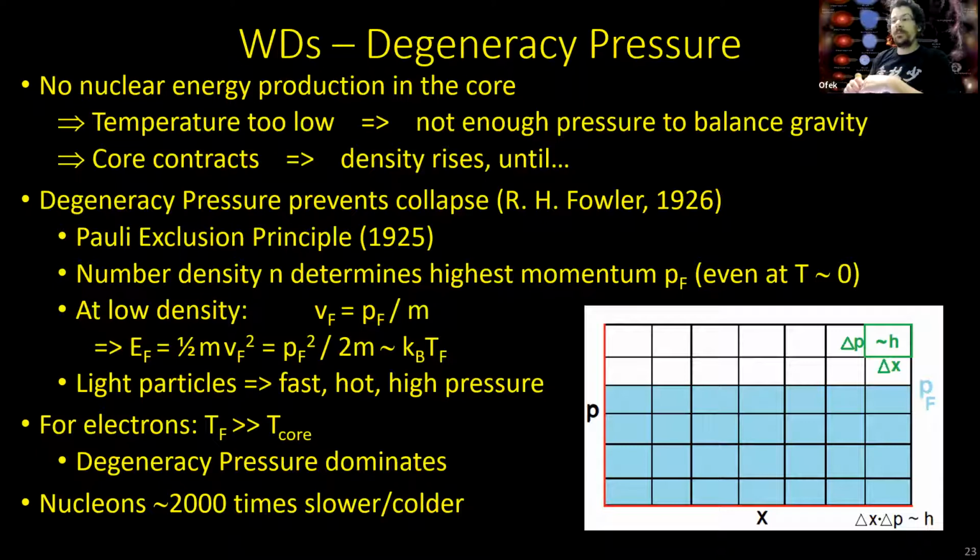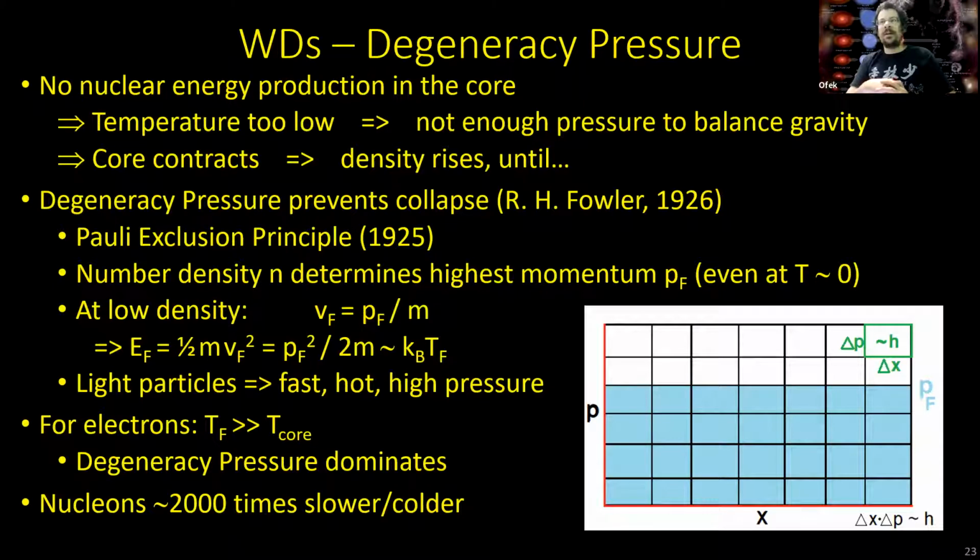The lighter particles dominate. So in this case, in a white dwarf where we have electrons available, they will be determining the temperature, the Fermi temperature, the Fermi momentum, the Fermi energy, and it will be as if our core actually has two different populations of particles. It has nuclei, which are cold and have little pressure, but that will be dominated by the free electrons, which will basically have pressure as if they were at the Fermi temperature. And they can be much, much hotter, about 2,000 times even hotter than the nuclei.